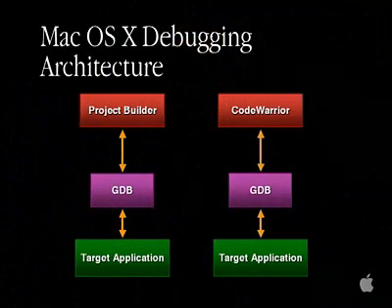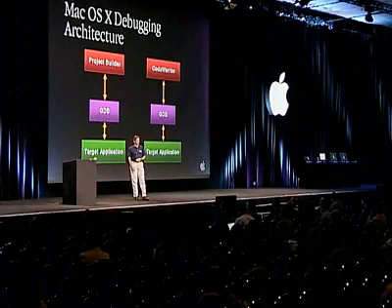So most of you are probably familiar with this, just the overall debugging architecture on Mac OS X. We've got the two primary IDEs, Project Builder and CodeWarrior. Both of those work through GDB to talk to the OS and the target application. The interface to the OS changes over time. So, for example, the core OS team is adding support for per-thread signals in Jaguar, so we're needing to make changes to GDB to accommodate that. So we provide GDB as an interface for CodeWarrior as well.